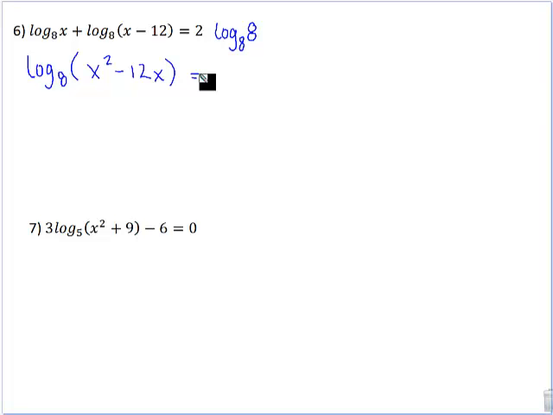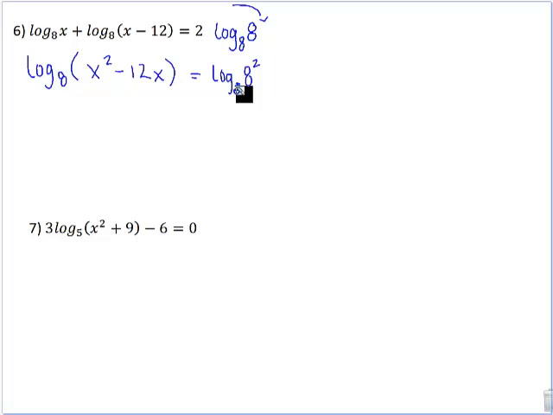Yep, x squared minus 12x is equal to, now what would happen with this 2 out in front of the logarithm? Yeah, it would become the exponent. So log base 8 of 8 squared. Why the base 2? Nope, I have no idea why the base went to 2. It was supposed to stay 8. That was a really good question.